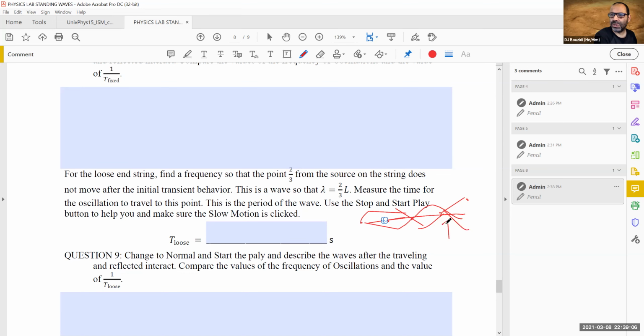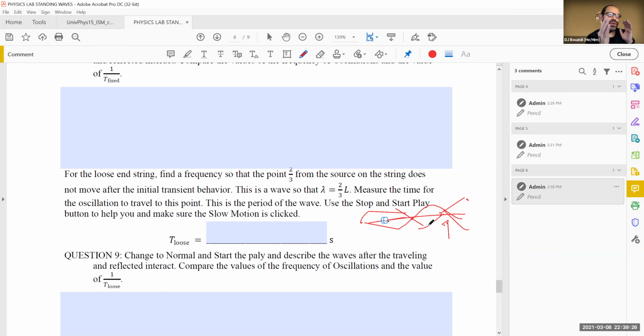So what we're looking for is this point, that is 2/3 of the way. This is 1/3, 2/3, and this is actually the full length of the string. Because this is open now, it's going to go up and down, okay? So this is the distance, the full wavelength. So that is actually the time, the period, for when it's loose. It's the time it takes for the wave to go from here to there.